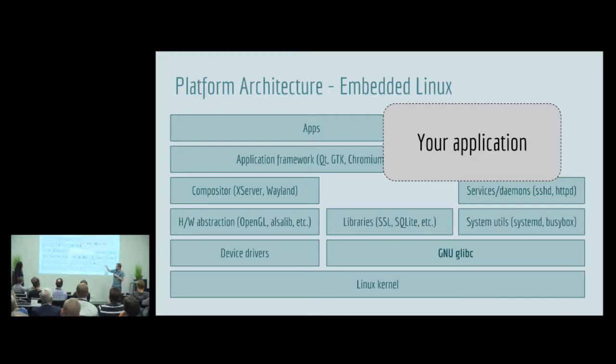You pull in the libraries you need. You have some hardware abstraction to deal with your graphics infrastructure or other stuff. And you basically pull in whatever you need on top. If you're running a C++ application written against Qt, you need to pull in the Qt framework. If you're writing a web application, you probably need some kind of web engine like Chromium. But it typically looks something like that.